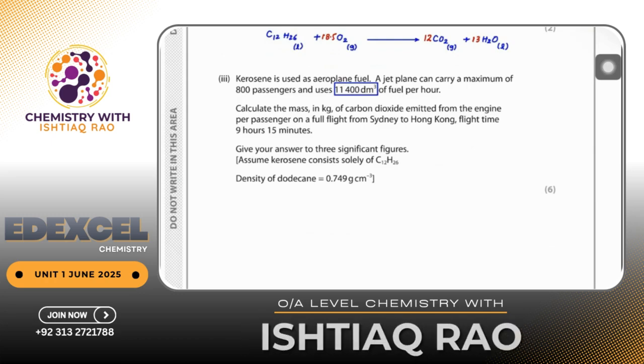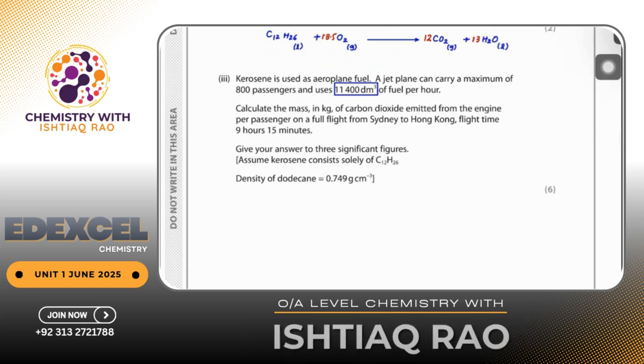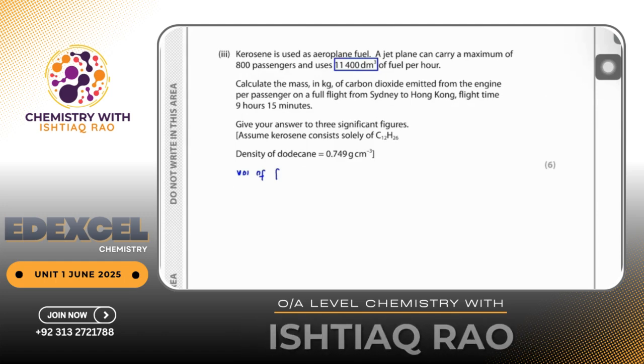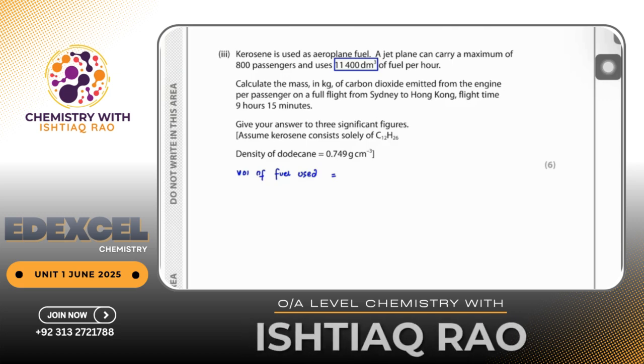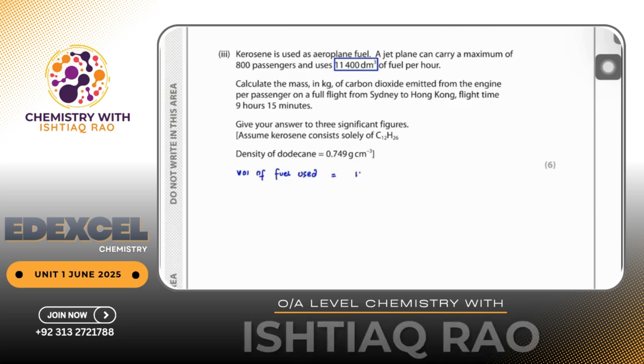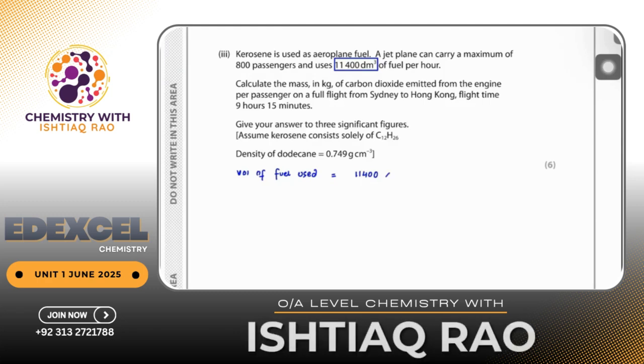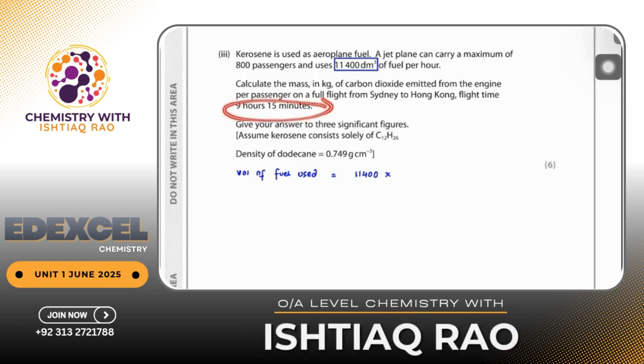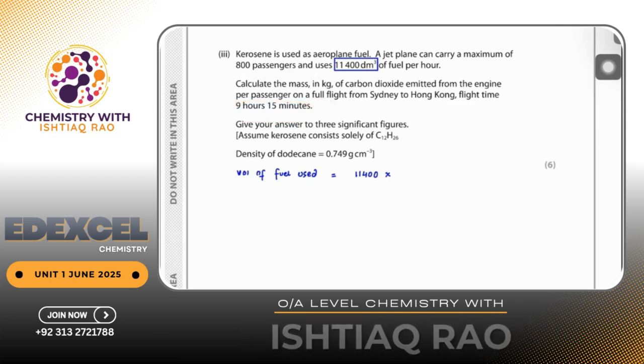Okay, I'm going to tell you this one. First of all, I have to find out the volume of fuel used, because they are saying per hour they are consuming 1400 decimeter cube. And what's the total hours? 9 hours and 15 minutes. Remember, it means that I'm going to multiply this by 9.25.